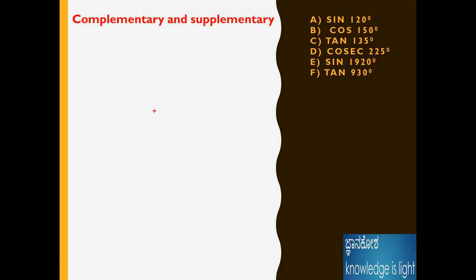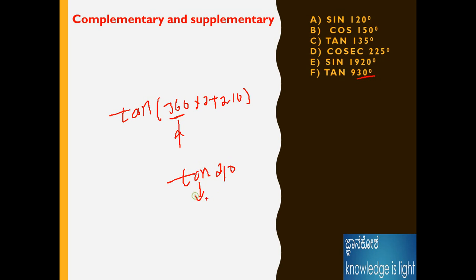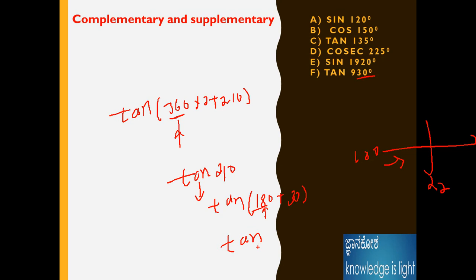Tan 930 degree. I am taking more problems because I need to complete all the problems in one video only. 360 into 2 plus 210. Calculate from your end, 360 into 2 plus 210 gives 930 only. And tan 210 I am segregating again as tan of 180 plus 30. The third quadrant is 180 to 270, where tan is positive, and for 180 there is no need of change of angles. Tan should be tan only. For tan 30 degree, the answer is 1 by root 3 for this question. Like that we could solve any problem.